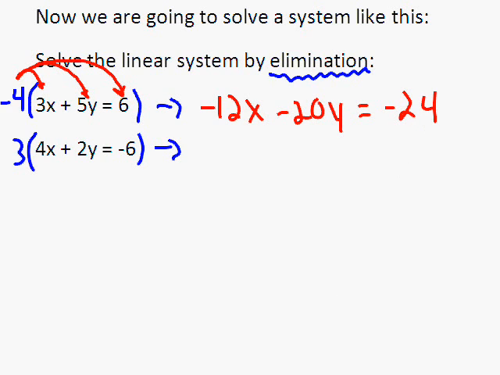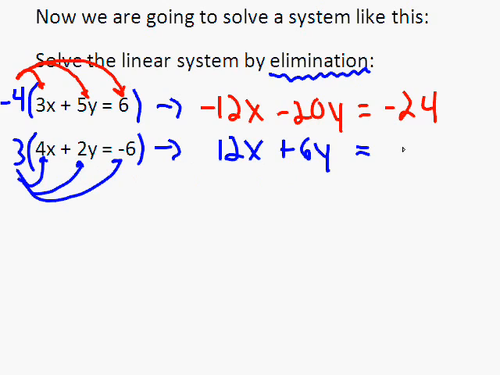We can then distribute the 3 into the second equation. So we get 3 times 4 gives us a positive 12x, 3 times 2 gives us a positive 6y, and 3 times negative 6 gives us a negative 18.